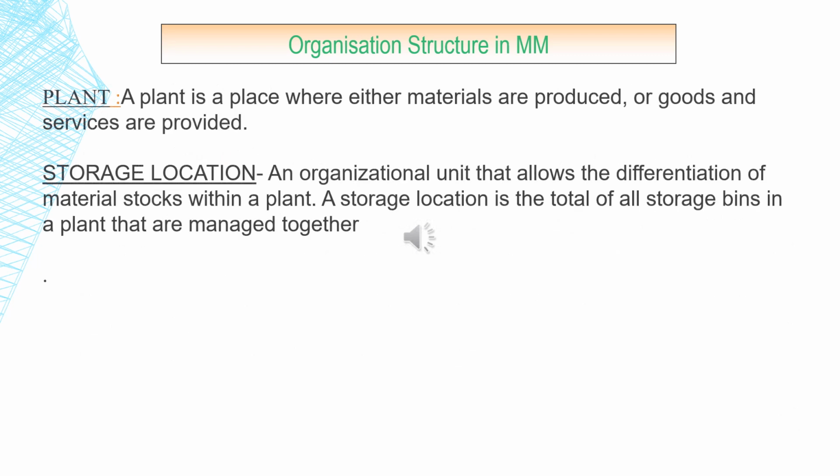Now the next organization unit is plant. Plant is a very vital organization unit in the SAP MM structure. A plant is a place where either goods are produced or goods or services are procured. Storage location is another unit which is used in logistics and also in material management. It is an organization unit that allows differentiation of material stock within the plant. A storage location is a total of all storage bins in a plant that are managed together.